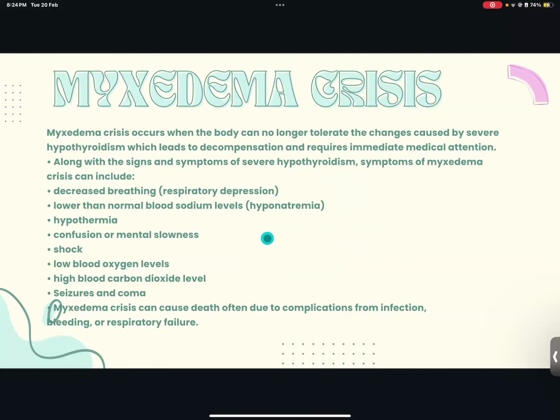Now, something called myxedema crisis is when the body can no longer tolerate all the changes caused by severe hypothyroidism, which leads to decompensation and requires immediate medical attention. Along with the symptoms of severe hypothyroidism, the symptoms of myxedema crisis can include respiratory depression, so decreased breathing, hyponatremia, hypothermia, confusion or mental slowness, shock, low blood oxygen levels, high blood carbon dioxide levels, seizures and coma, and myxedema crisis can usually cause death or complications from infection and bleeding and respiratory failure.